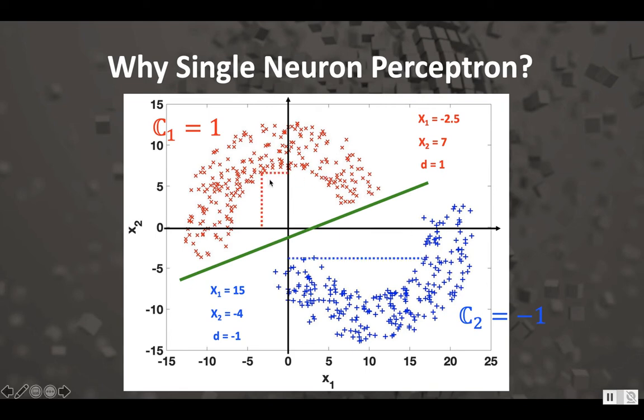Let's choose one point from the red group, so this point, and we know its coordinate equals x1 equal to -2.5, and x2 equal to 7, and we know it belongs to the red group. Therefore, the desired response equals 1. And for another pixel, this pixel, its coordinate is x1 equal to 15 and x2 equal to -4. And its feature is d equal to -1. That's its desired response.